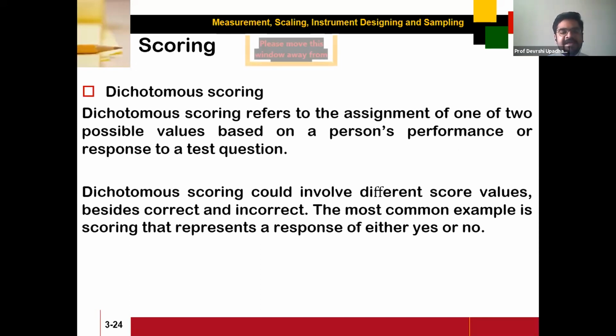So next is scoring, which also plays a very important role in research. Scoring has two types, dichotomous and polytomous. Dichotomous scoring refers to the assignment of one of two possible values based on a person's performance or response to a test question. Dichotomous scoring could involve different score values besides correct and incorrect, and the most common example is scoring that represents a response of either yes or no.